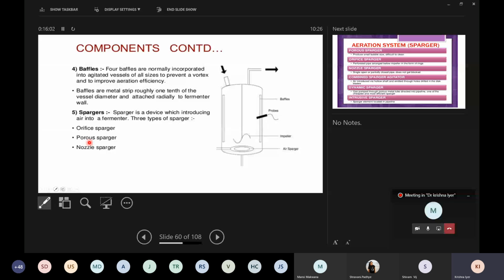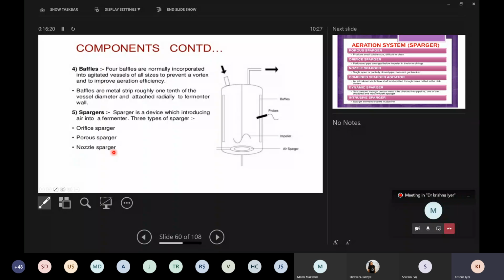You see that even in your fish tanks. If you start the water, you'll find very fine bubbles coming out of that little sparger. That type of device is called a porous sparger. And a nozzle sparger is just like a big pipe from which air will come out in large bubbles.